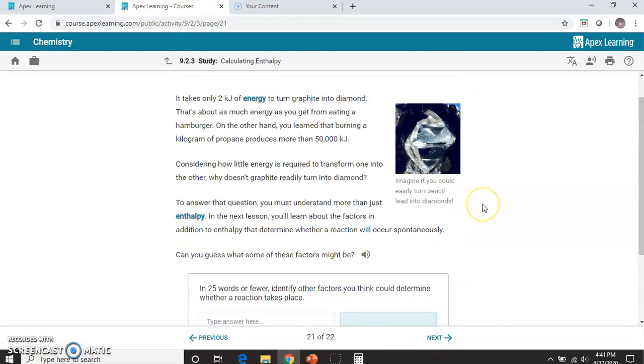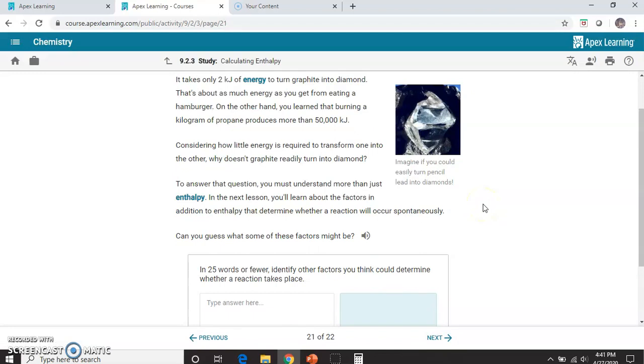So in general, and at the very last part, it only takes 2 kilojoules of energy to turn graphite into diamond. That's crazy. And then they said it's about as much energy as you get from eating a hamburger. But on the other hand, you learned that burning a kilogram of propane produces more than 50,000 kilojoules. Now, considering how little energy is required to transform one to the other, why doesn't graphite just readily turn into diamond? Like, why doesn't my pencil turn into diamonds?